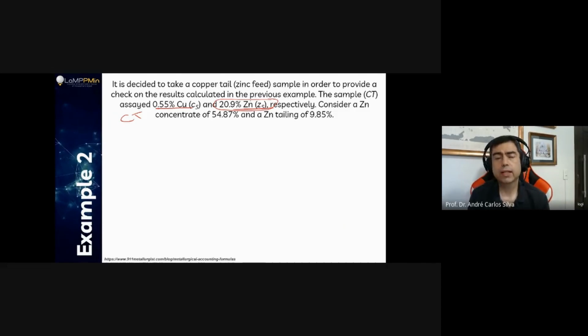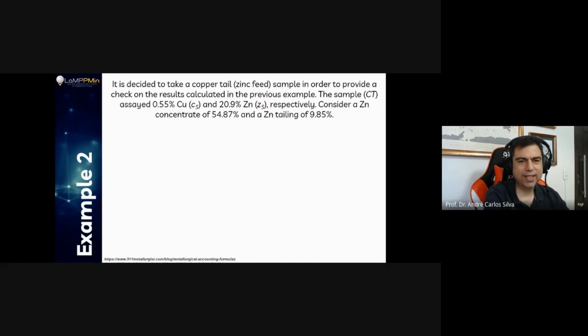So consider that now we're producing a zinc concentrate with 54.87%, okay? And the zinc tailings with 9.85%. Use the same figures for copper that we were using before, and let's try to calculate now the amount of copper that we're producing as a concentrate, tailings, and also for the zinc, okay? So again, pause the video now and come back in a few minutes after you have this result.